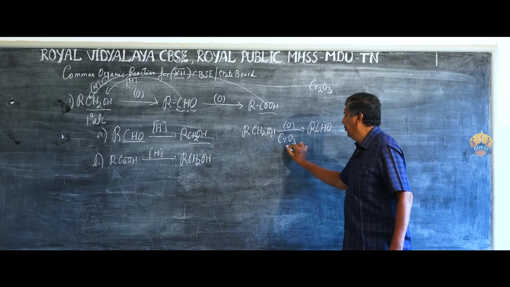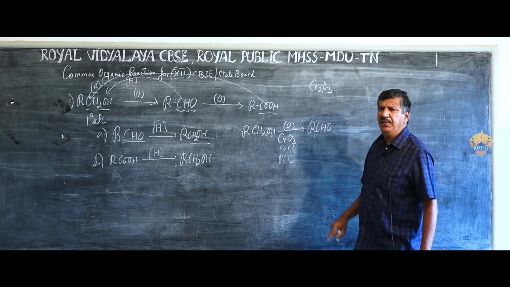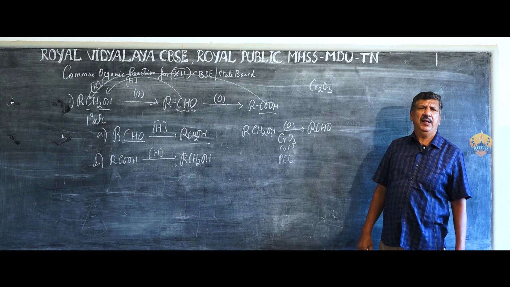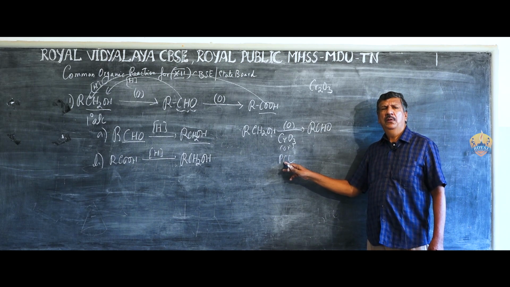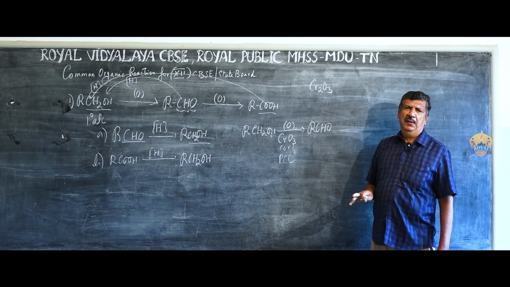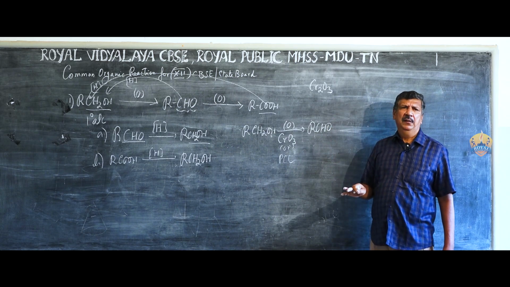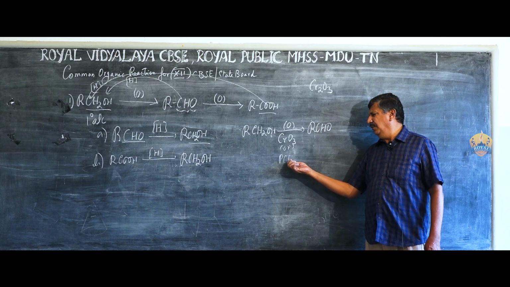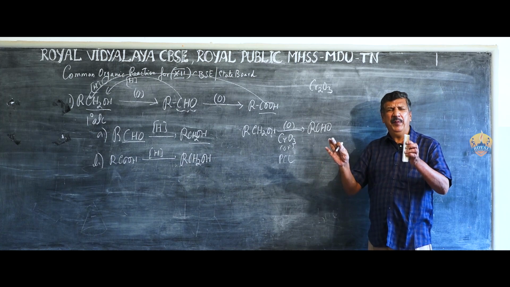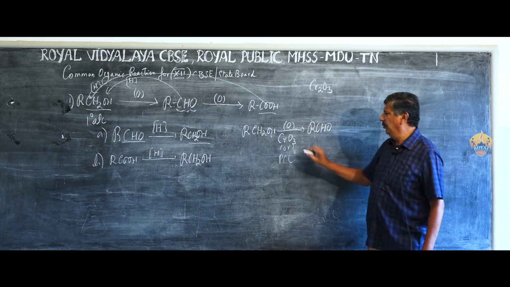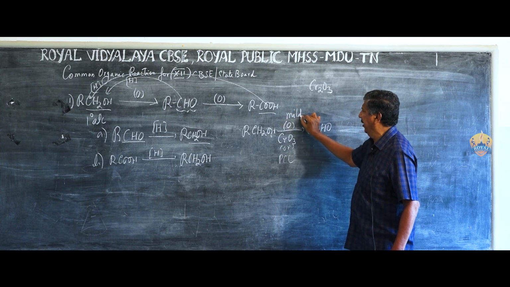Or you can use PCC like this. What is the abbreviation PCC? Pyridinium chlorochromate. You just understand the name, but you write PCC. So, these two are used for mild oxidation.